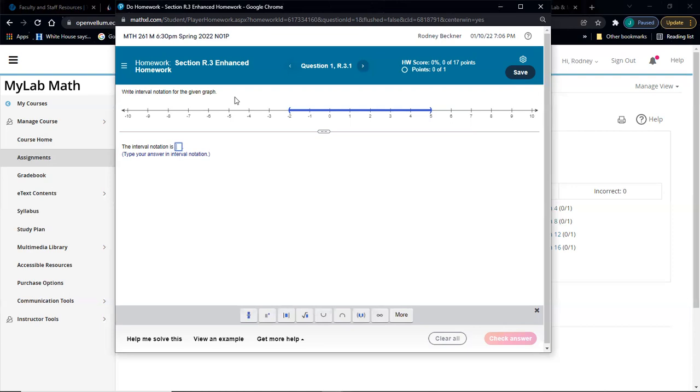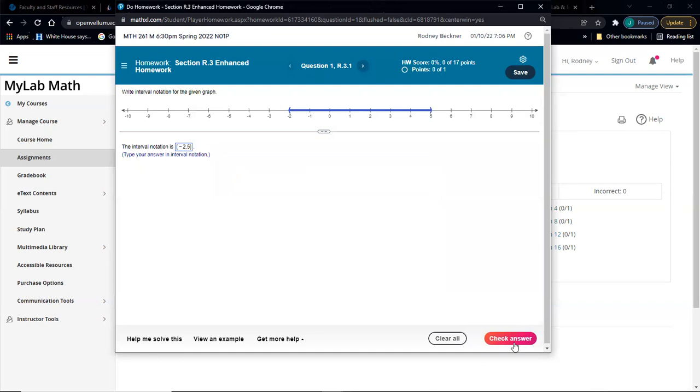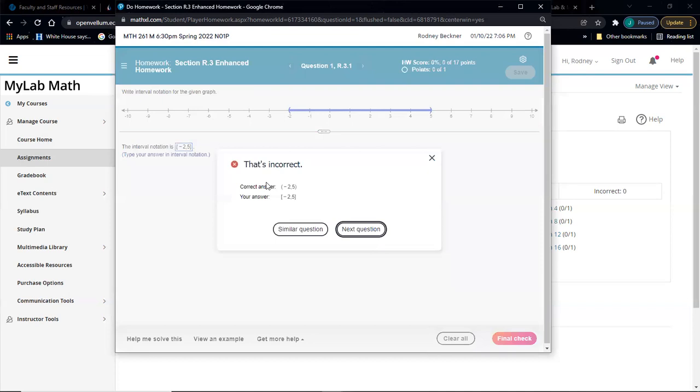So interval notation is just a pair of numbers separated by a comma, surrounded by parentheses or brackets. So you look at this and you think, oh, maybe it's bracket -2, 5, bracket for some reason. Oh, that's wrong. I'm just going to type the same thing 3 times, pretend I tried 3 different answers and got it wrong. After the 3rd time, it tells you the correct answer. Oh, it was parentheses, not brackets.